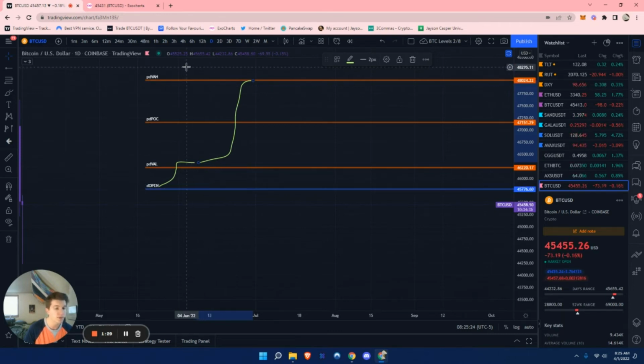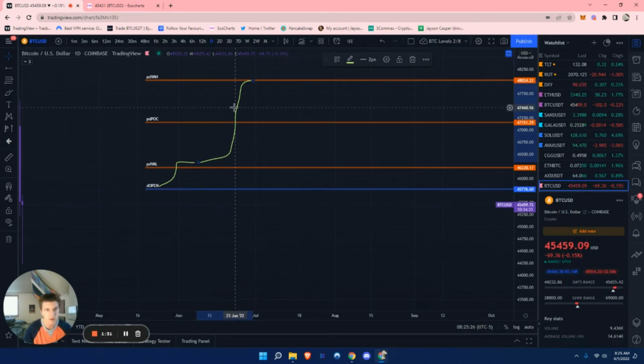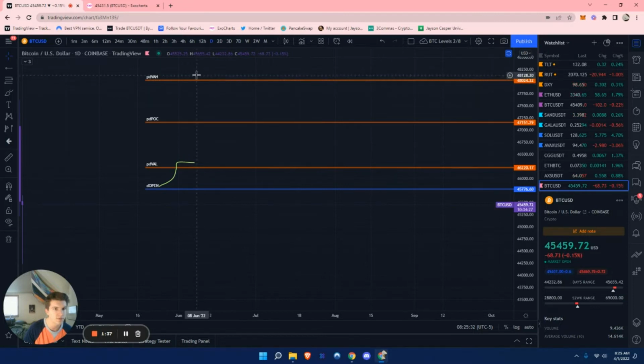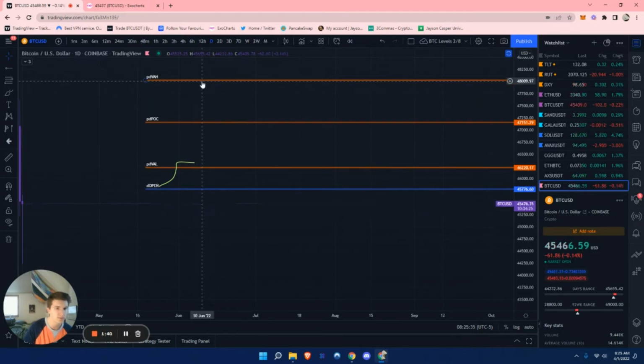It can open above. We'll explain that in a different scenario. It's the same exact thing, really. There is an 80% chance that price will come up and fill that previous day value area. That's where the 80% chance comes from.